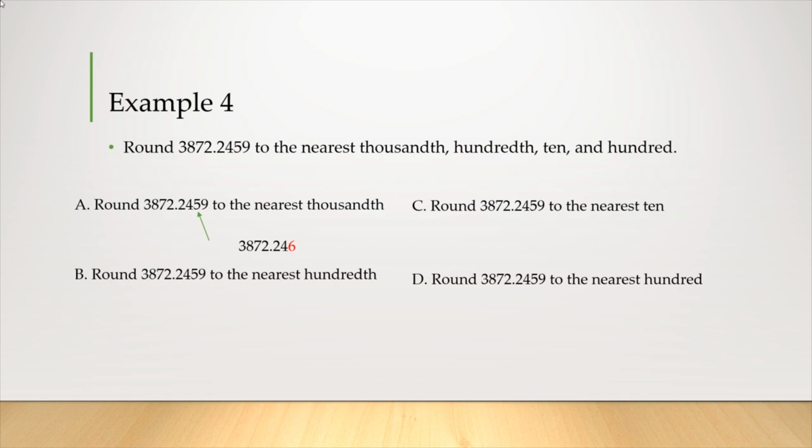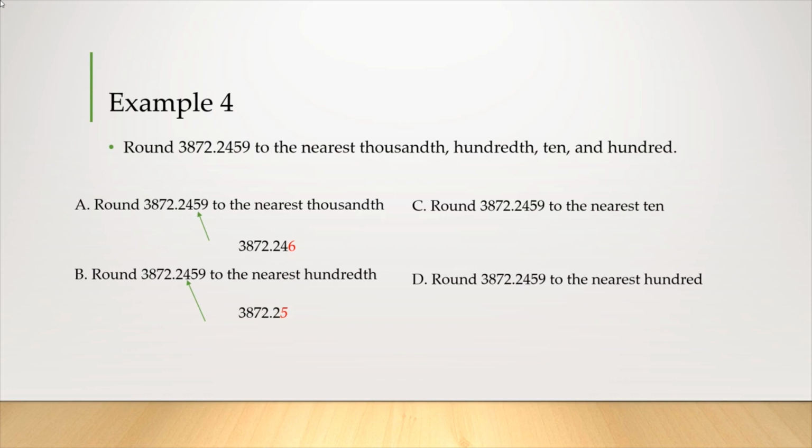All right, let's look at the next one. It's telling you to round that number to the hundredths place. There's the hundredths place. So that 5, which is to the right of the hundredths place, which is the thousandths place, tells you that since it's 5 or up, you're going to round up. So that'd be 3,872 and 25 hundredths.